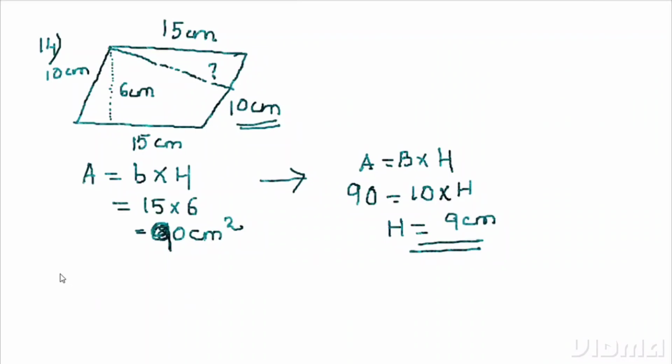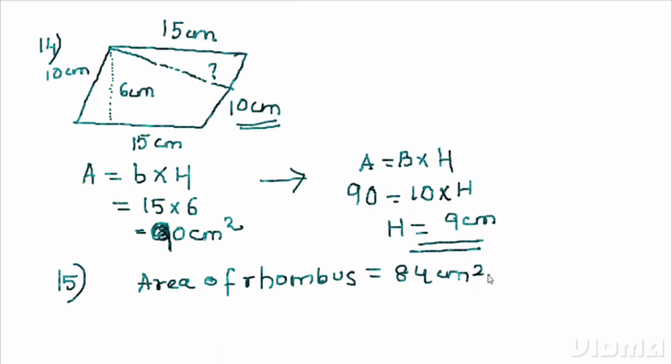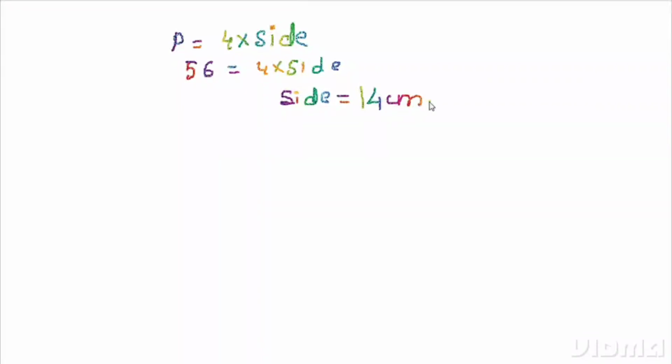Now moving on to the 15th question. The 15th question says that the area of the rhombus is 84 centimeter square, and they are telling that the perimeter is 56 centimeter. Now they are telling me to find the height. So this is also very simple. If the perimeter is given, can I find the side or the base? Yes. Perimeter is 4 multiplied by side, and that is given to me as 56. So I can write 56 is equal to 4 multiplied by side, and then I will get the side as 14 centimeter. So I have got the side. Now I can find the height.